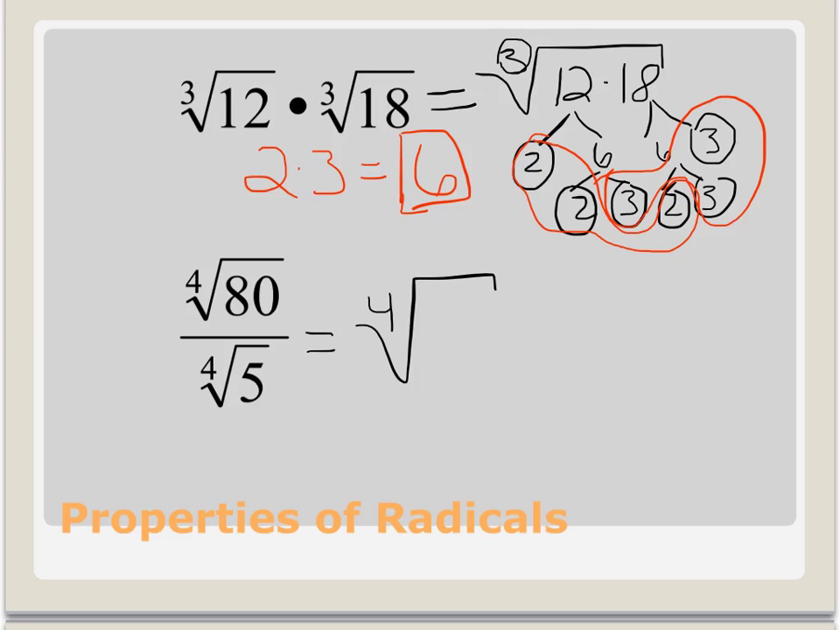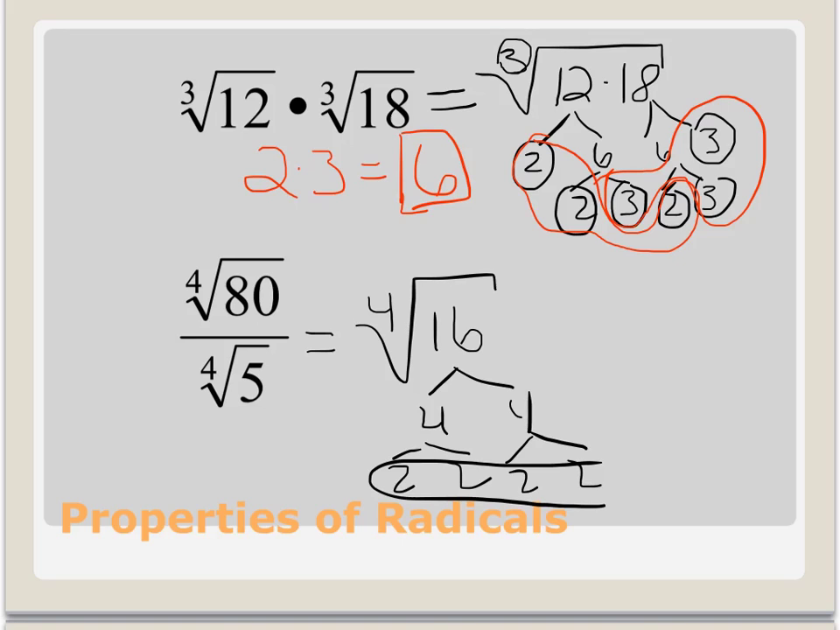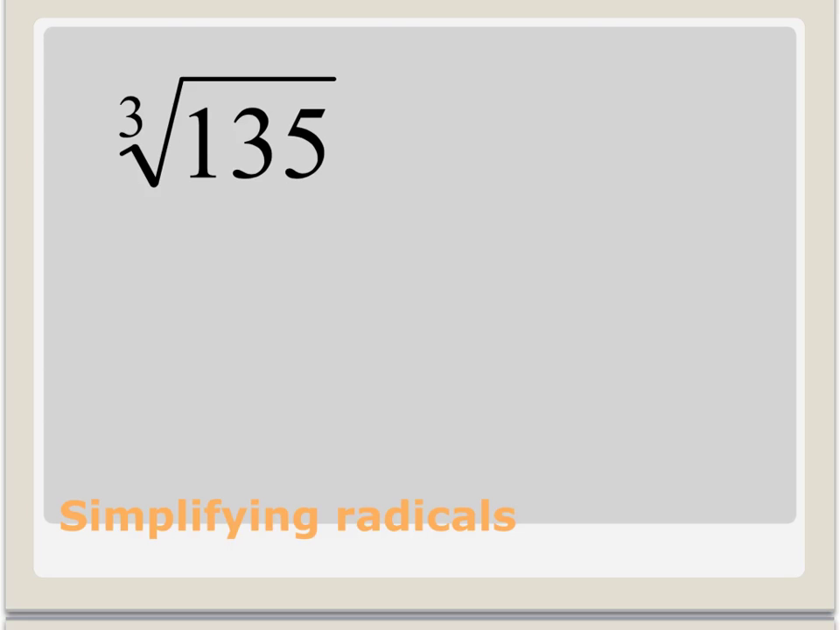80 divided by 5 is 16. And the 4th root of 16, remember 16 is 4 times 4, 2 and 2, 2 and 2, so the fourth root of 16 is 2. So pause the video and try this one on your own.